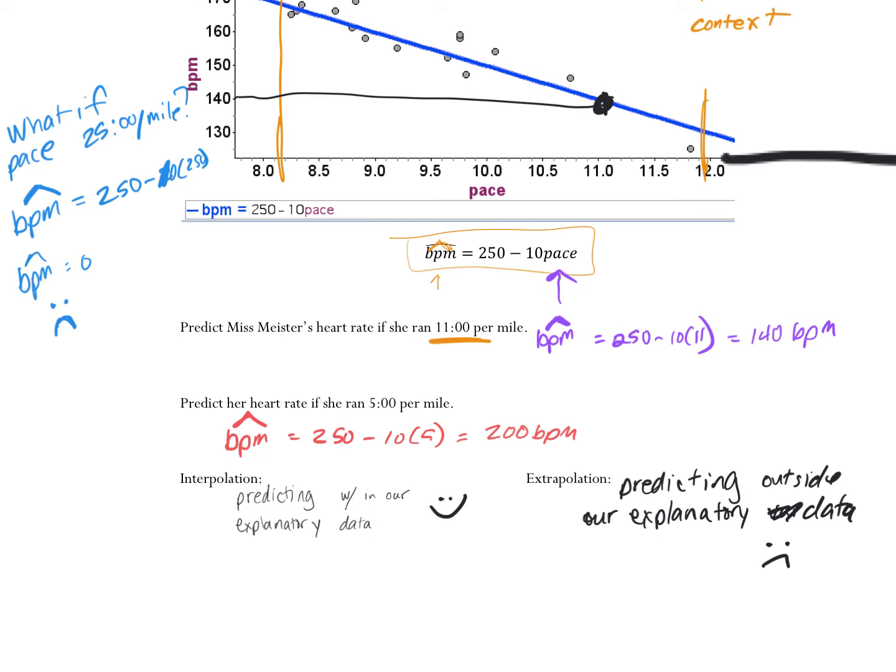So this model would probably do a decent job predicting a 13-minute mile or a 7:45-minute mile because they're kind of close. But the further we get away from our actual values, the worse our predictions get. Does this kind of make sense? A little bit? All right, let's turn the page.